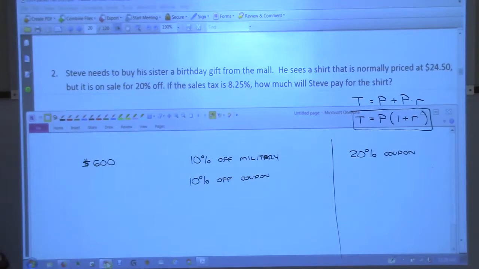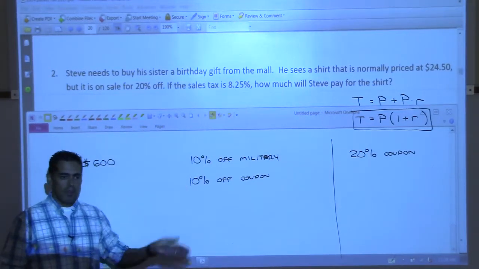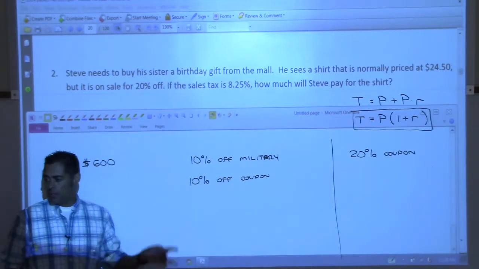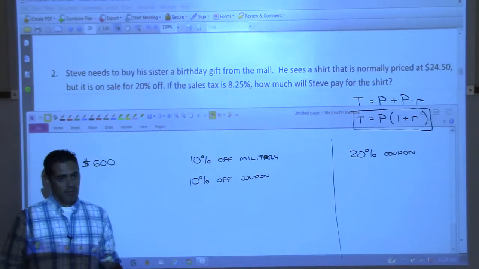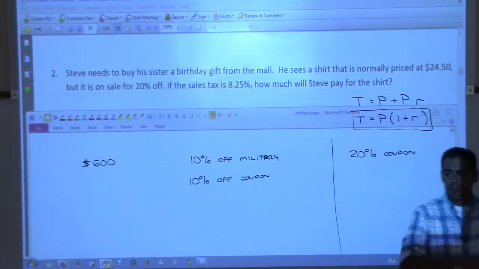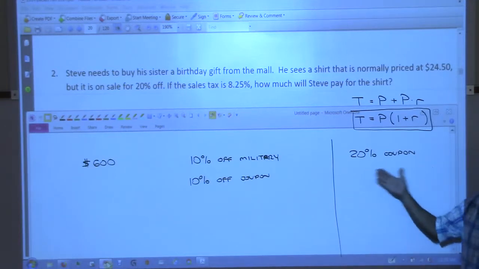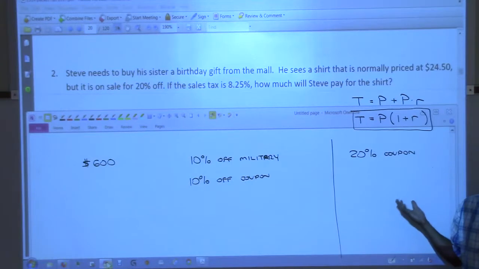So the way Lowe's does it is that if you do two 10%, then they'll do 10% off, and then they'll get that price, and then they'll do 10% off of that. Okay? This means 20% off the original price, right? Do you get the same result? Let's see. Let's check it.